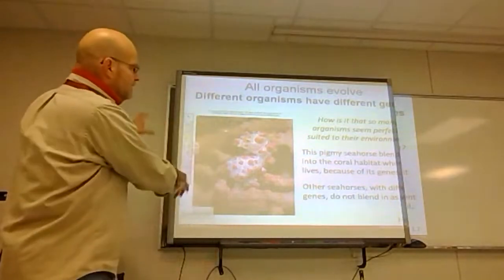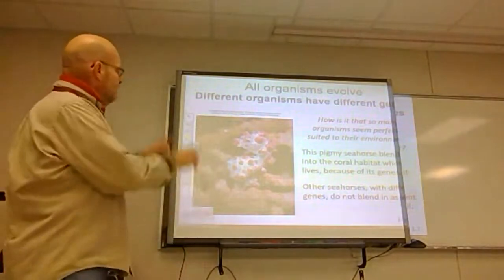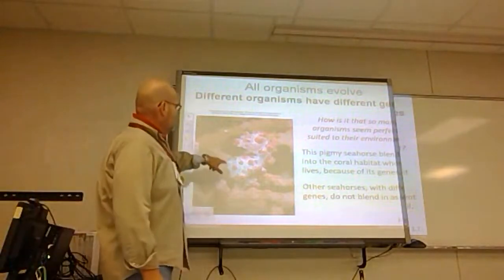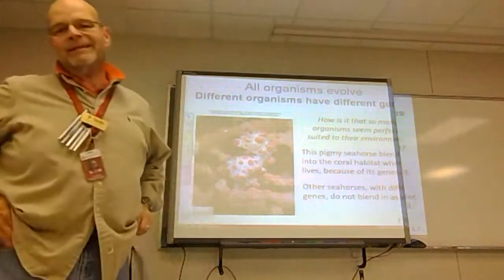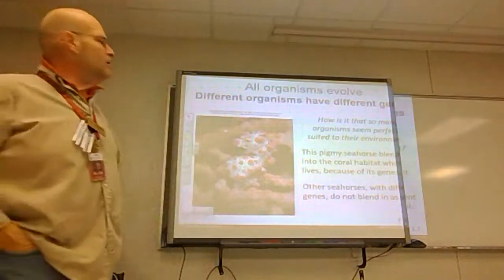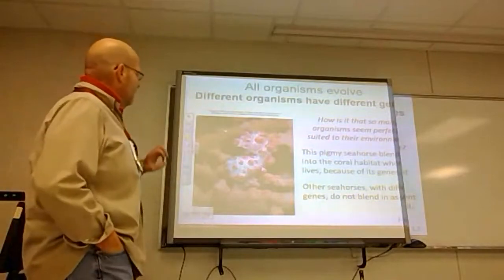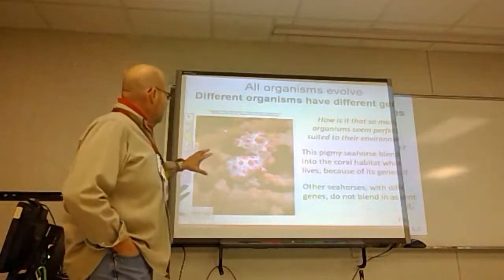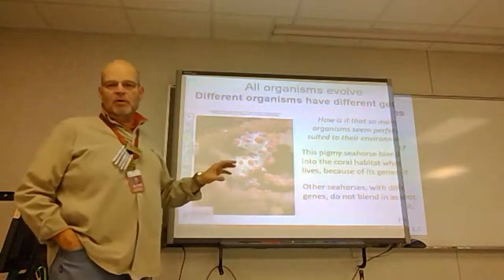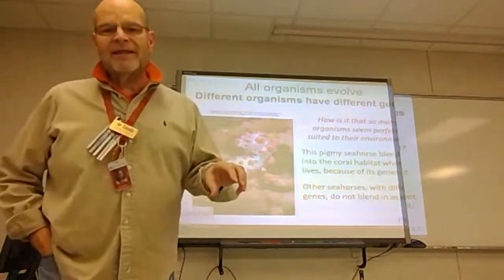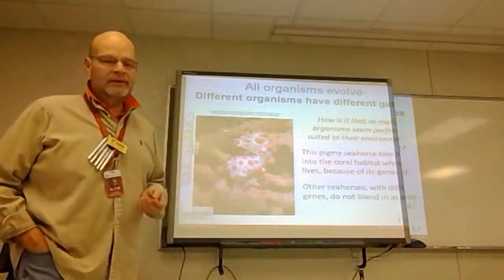The stuff all around it is coral. The seahorse has evolved to look like the coral in which it lives so it doesn't get eaten. In other words, it gives itself camouflage. It is perfectly suited to its environment. You take it out of this environment, you take a whole bunch of these and put them in some green coral, they are not going to last very long because they're going to stand out.